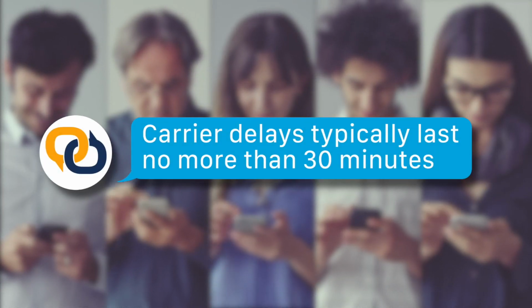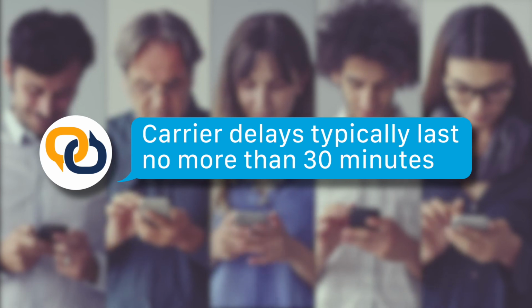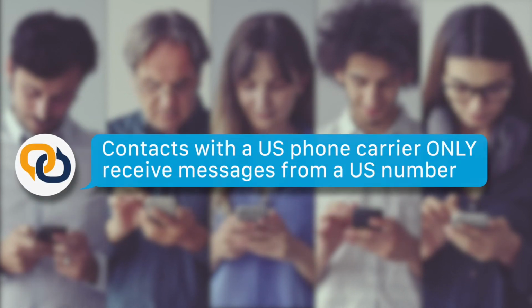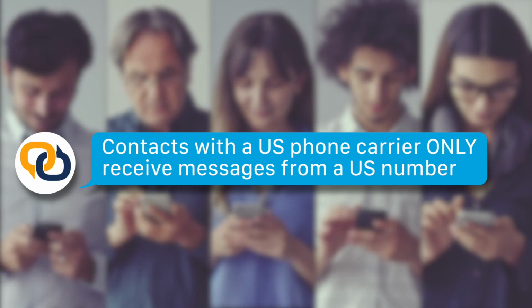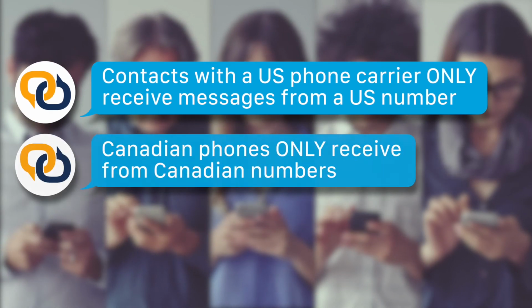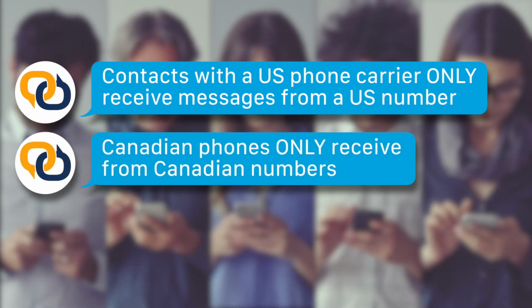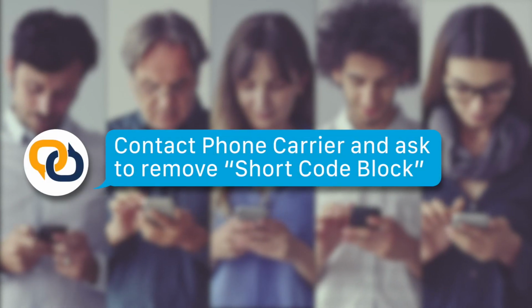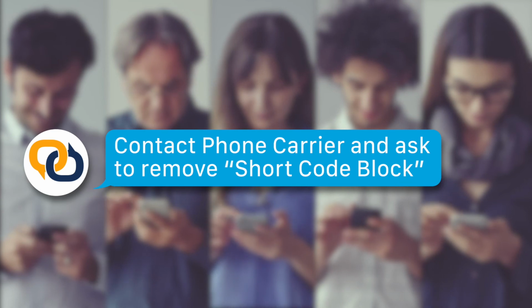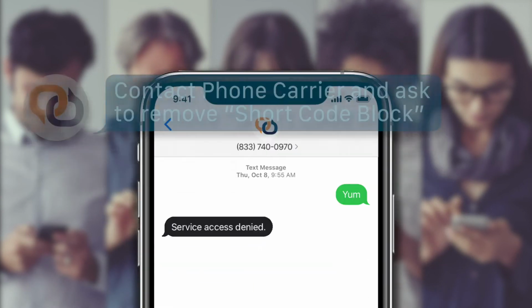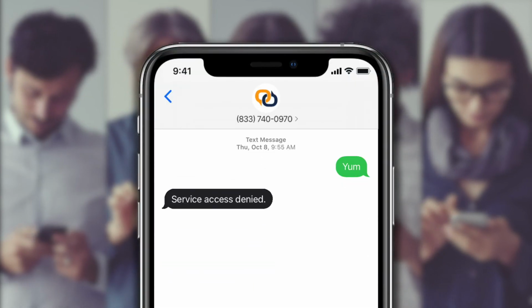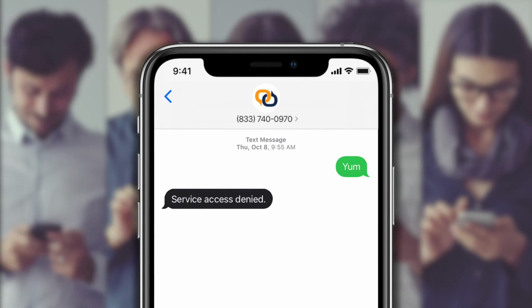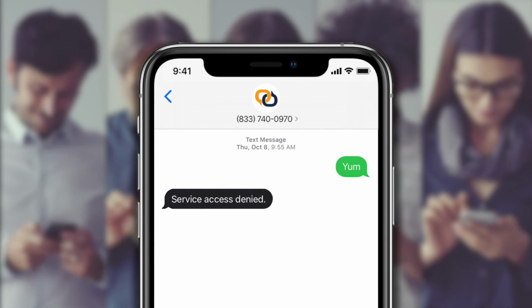Another option to evaluate is whether or not the contact has an international carrier. Contacts can only receive messages based on what country they're registered in. The subscriber may also have a shortcode block on their account, in which case they'll need to contact their carrier provider to remove this. Watch our tutorial on why your contacts are receiving a service access denied response by clicking the iCard in the top right, and we'll guide you through any troubleshooting concerns.